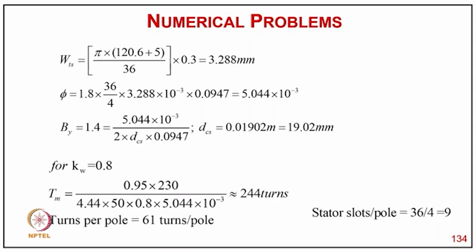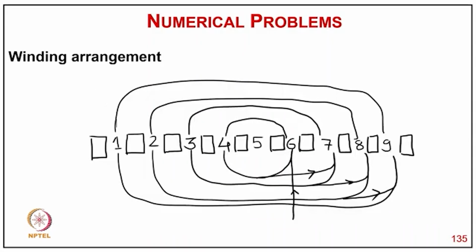So we get the DCS equal to 19.02 millimeter, and for taking a winding factor Kw equal to 0.8, Tm comes, putting value in that relation, 0.95 into voltage divided by 4.44 F into winding factor into typically the flux. So it comes typically 244 turns, and turns per pole comes now 61 by turns per pole. So stator slot per pole comes 36 by 4, that is 9.